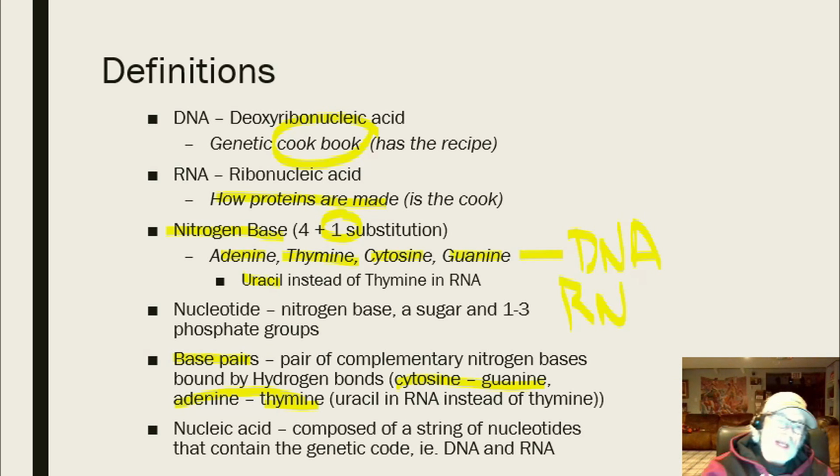A nucleic acid is basically a string of these nucleotides that contain the genetic code. So a nucleic acid is called, for lack of anything else, DNA and RNA. These are definitions. If you don't get these, it might be a good idea to go back and review this before you head on, because these definitions are going to come up time and time again as we continue with this discussion.